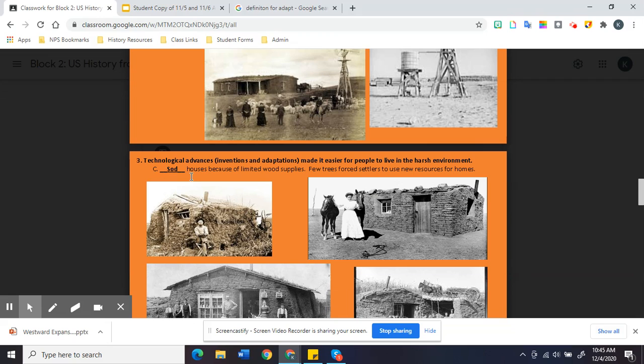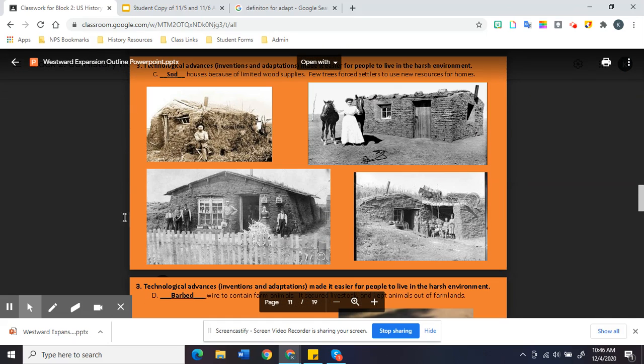C is sod houses because of limited wood supplies. There weren't trees on the Great Plains, so it was really expensive to ship in. So they had to use new resources. It could be like this single guy living in a hollowed out type of thing. Not very fancy. The single lady's got a pretty nice one.